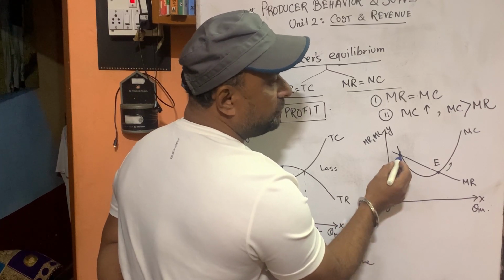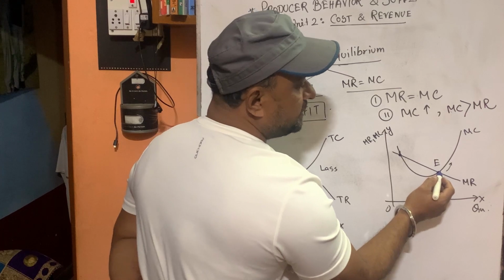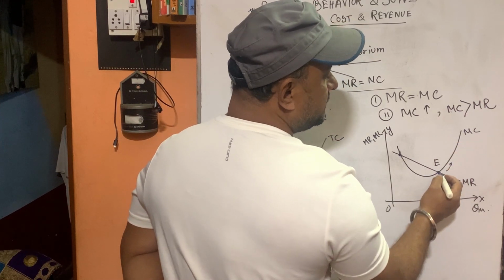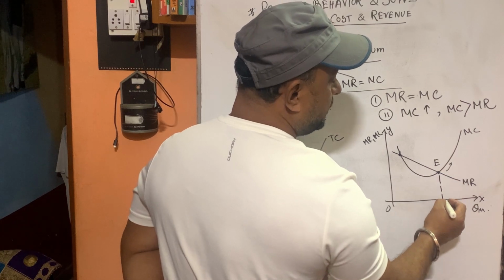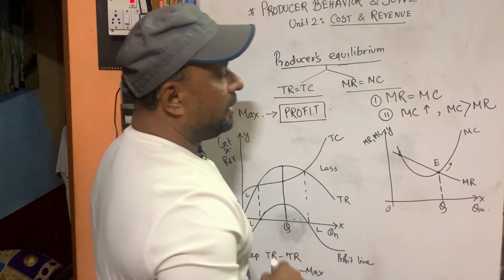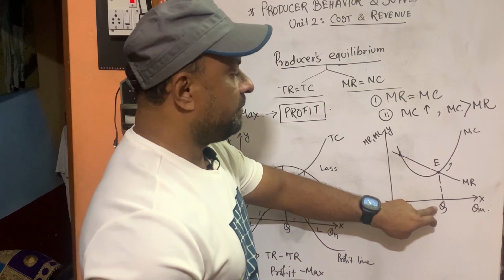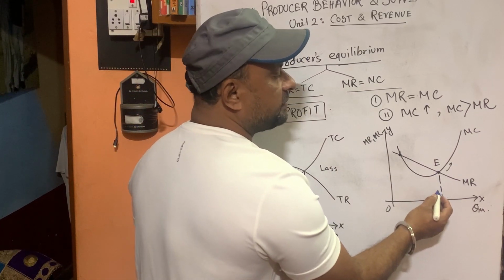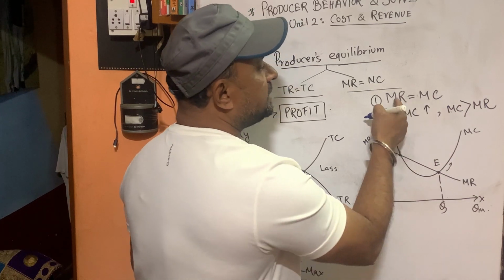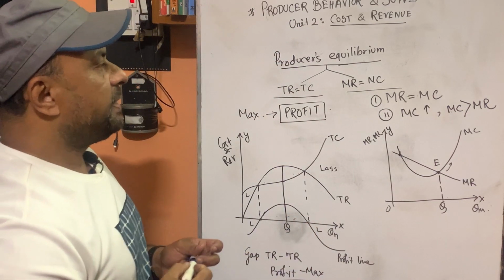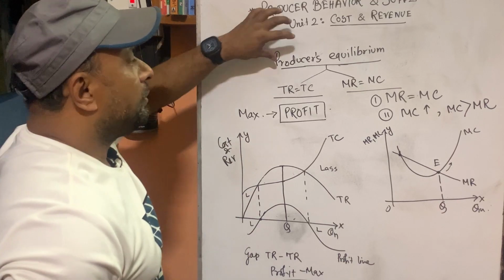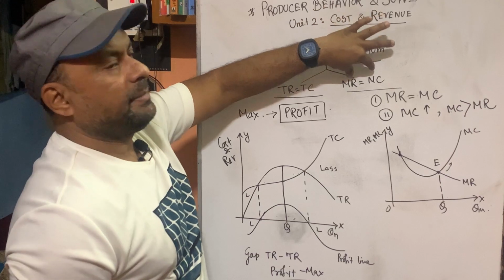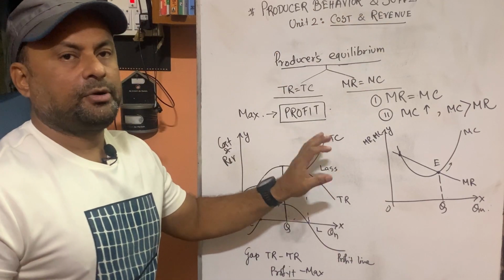So this one is not the equilibrium, this is the equilibrium. Here MR is equal to MC, correct, and MC is also rising, also correct. So this is the equilibrium point, and the producer will produce at that level where his marginal revenue and marginal cost are equal. So the producer's equilibrium conditions are satisfied at point E. So this is our MR-MC approach. Based on these two, we can determine the producer's equilibrium, either by the TR-TC approach or by the MR-MC approach. Okay, so that's all about this unit.